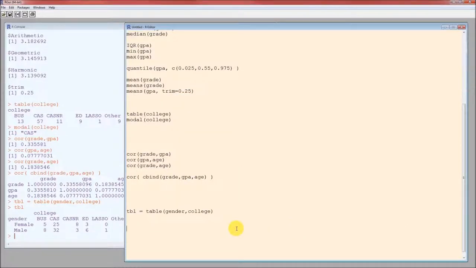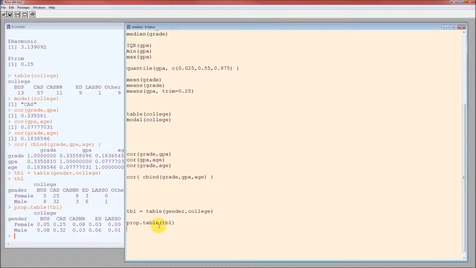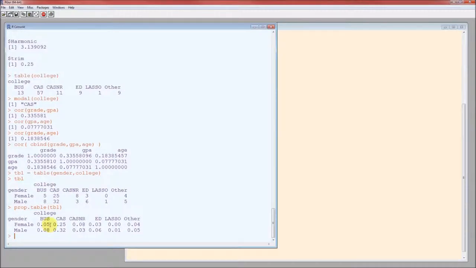We can turn this into proportions using the prop.table function. And notice the prop.table works on a table. What prop.table of just that table tells us is that 5% of the data set are female business students, 3% are male CASNR students, 4% are female other students, 32% are male CAS students, etc. So this is proportion of the whole. Notice that there's 100 data points, 5 females were business, so 5 over 100 is going to be 5%. So this is part out of the whole data set.